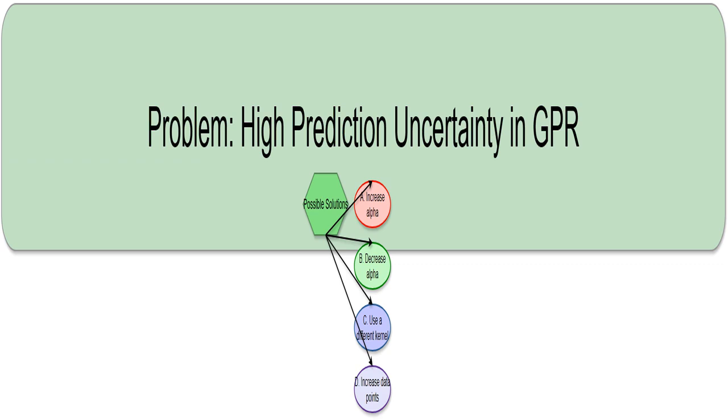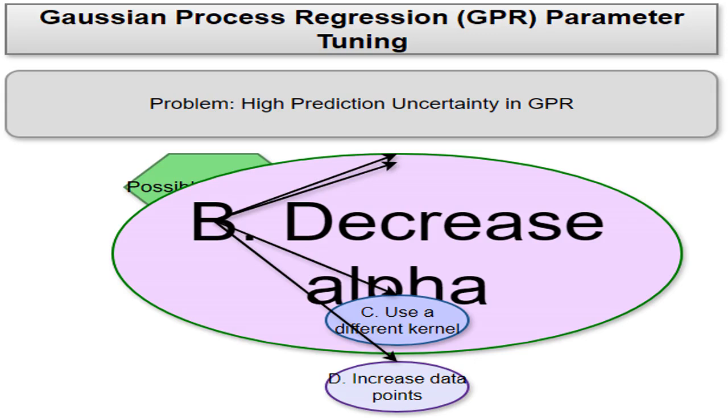That's not very helpful. I can try lowering the alpha parameter. Alpha represents the noise level in my data. A lower alpha assumes less noise, which generally makes my predictions more confident. However, I need to be careful not to underestimate the actual noise. Otherwise, I might get overly confident and inaccurate predictions.